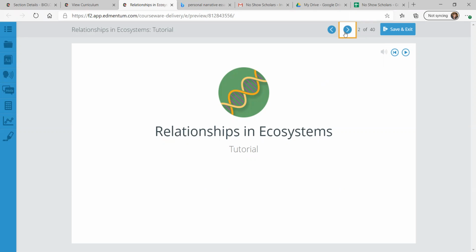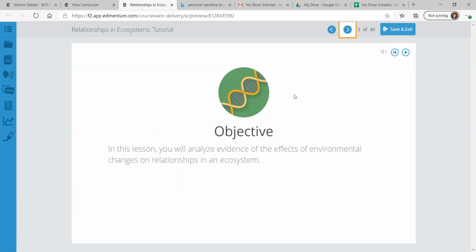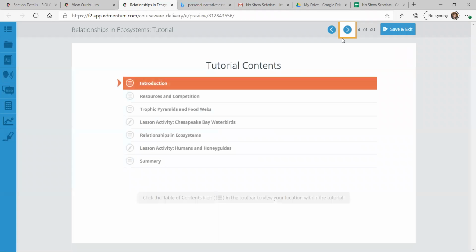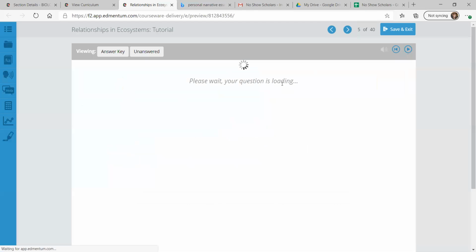And this one is focusing on the relationships in ecosystems. So after this lesson, our objective is to analyze evidence of the effects of environmental changes on the relationships within an ecosystem. So let's get into the content.